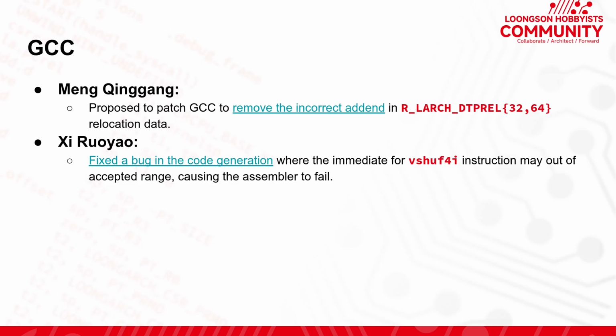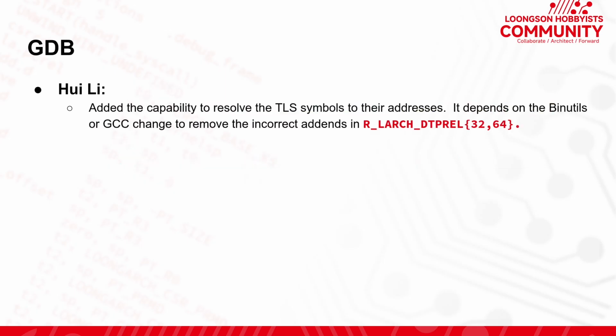I fixed a bug causing illegal immediates to be generated for the vshuf4i instructions. The assembler will error out with such an out-of-range immediate, so the bug had caused packages to fail to build, and it's now fixed. Next.